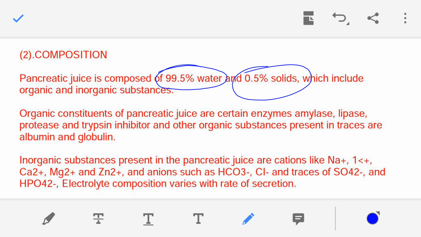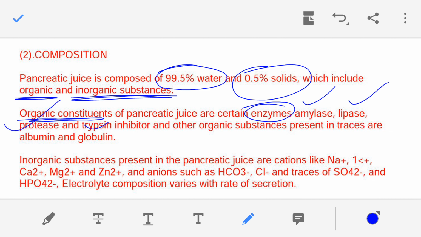Now we can divide these components of the pancreatic juice into organic and inorganic substances. In organic substances, mainly the enzymes are present. The enzymes which are present in the pancreatic juice are amylase, lipase, protease, trypsin inhibitor, and a few traces of albumin and globulin are also present.